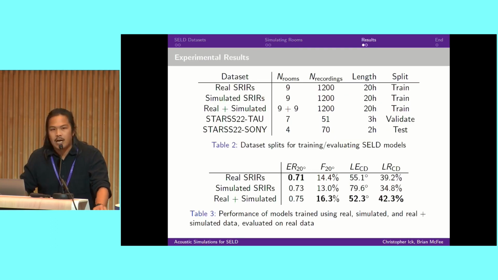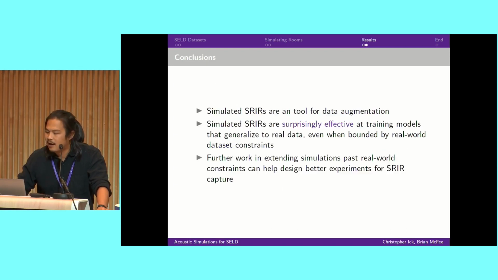From here, we can run a couple of experiments, mainly evaluating the performance using the baseline SELD model. We did this experiment with the original SRIRs, the simulated SRIRs, as well as a combination of the two data sets. We then evaluated these on the STARSS22 data set, which, as a reminder, is all real annotated data. And the results are what you might expect. The combined real and simulated data provides slightly improved performance in most metrics, but I think the more surprising thing is the simulated results are actually pretty close in performance, with the exception of certain metrics.